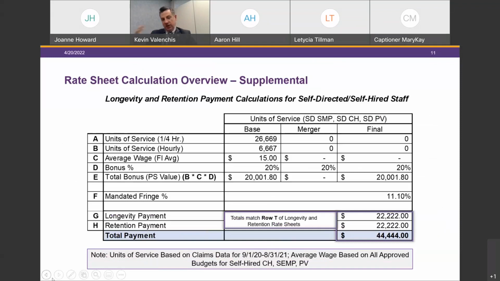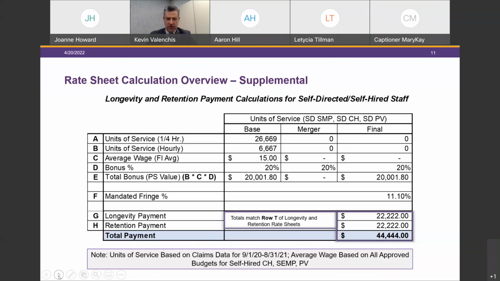So we also had a slightly different approach for the self-directed, self-hired folks, right? What we wanted to do here was give you some backup as to how we calculated the amount that we paid for those people who are self-directing and have self-hired staff, where the FI is the employer of record, not the agency. So we looked at self-directed SEMP, self-directed ComHab, and self-directed Prevoke, those easily identifiable, discernible units of service for people who self-direct and self-hire.